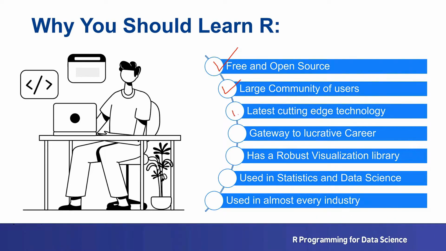And we have here latest cutting edge technology, which means R is mainly used in statistics, but lately it's being used in data science and machine learning and deep learning. So deep learning and machine learning, these, in general AI, are cutting edge technology, and are actually used in this field. Gateway to a lucrative career. I mean, a lucrative career means in AI, machine learning, deep learning, data engineering, statistician. So these types of lucrative careers are going to help you a lot.